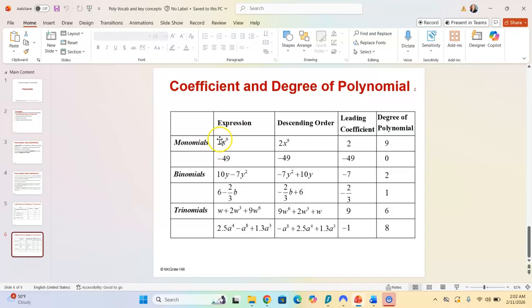So this is one term here. Binomial, you have 2 terms, so you have this one, and then you have this one. And then tri, you have 3. You have the w, the 2w to the 3rd power, and the nw to the 6th power. So that's all that means. It's just you have 3 terms.